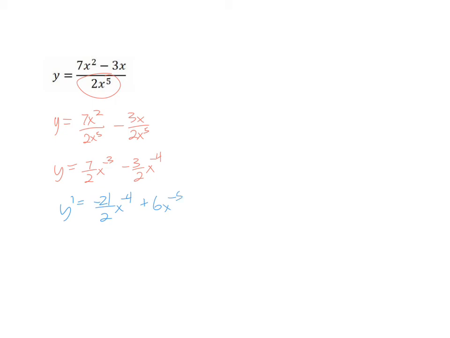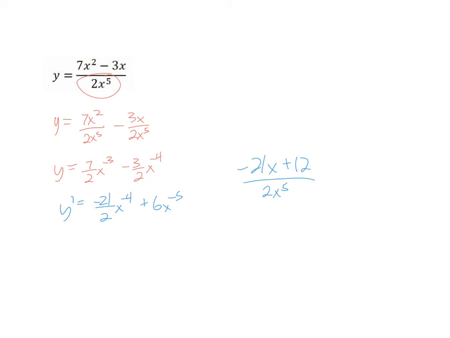So it works well. If you were to do this as a quotient rule question, you would end up getting an answer that would look slightly different, but it would still be the same thing. You'd probably have something like negative 21x plus 12 over 2x to the 5. Right? That's what I'm thinking it would simplify to.